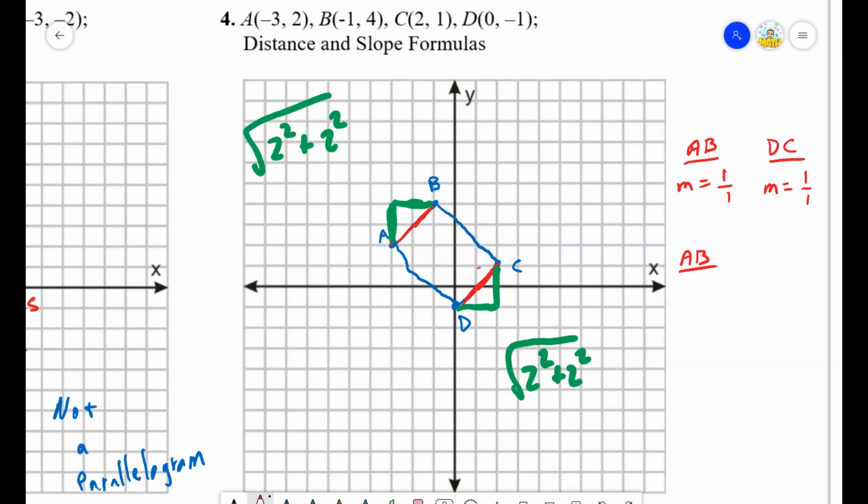Okay? So for our distance for AB and DC, this would be the square root of 4 plus 4, or the square root of 8. And this is also 4 plus 4, square root of 8. And I don't have to calculate that. I can see that they're the same. So we can just leave it as the square root of 8. And what I've shown now is that one pair of opposite sides is both parallel and congruent, and that means that we do have a parallelogram.